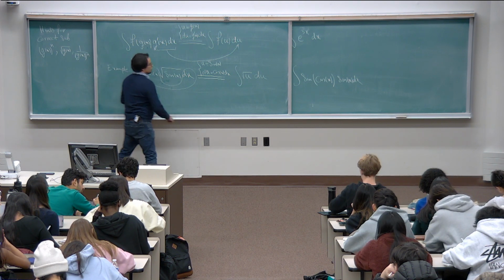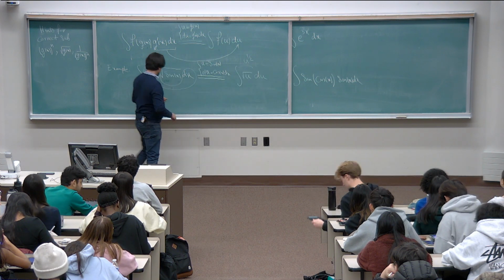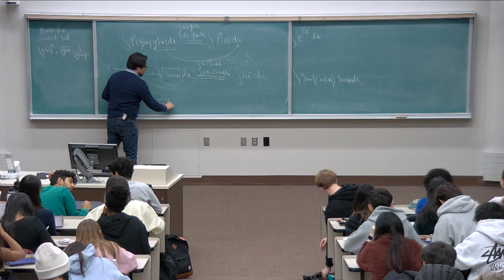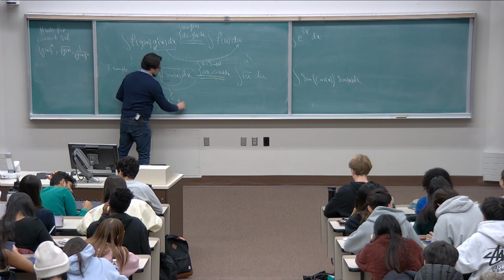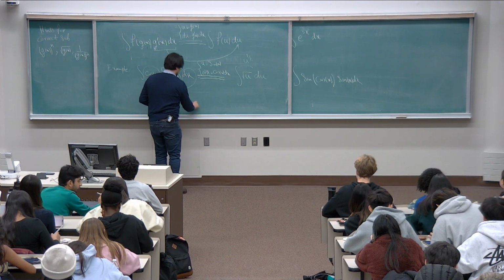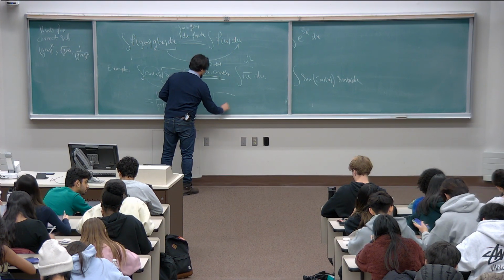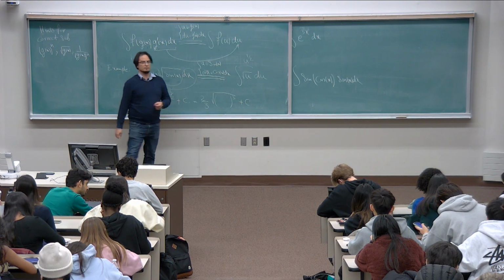That is u to the power half. And then you get 1 over half plus 1, u to the power half plus 1, which is 3 over 2, plus c. Okay? And that is 2 over 3 square root of something to the power 3 plus c.